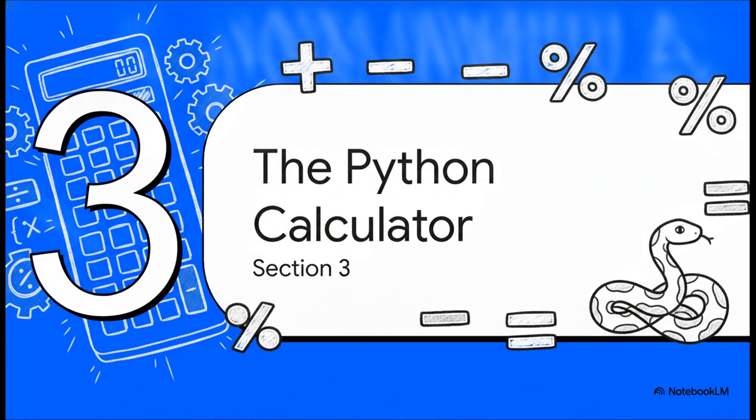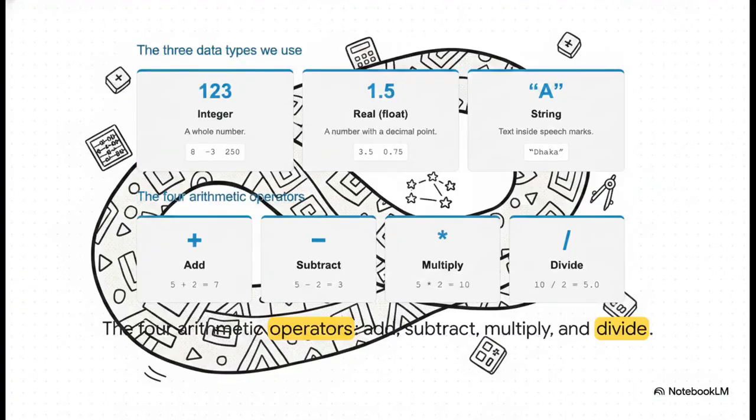Moving right along to section 3, the Python calculator. Let's do some math. Python is honestly one of the most powerful calculators on the planet, but it uses specific symbols on your keyboard to do the math, which we call operators. Addition and subtraction are super easy. They just use the standard plus and minus signs.